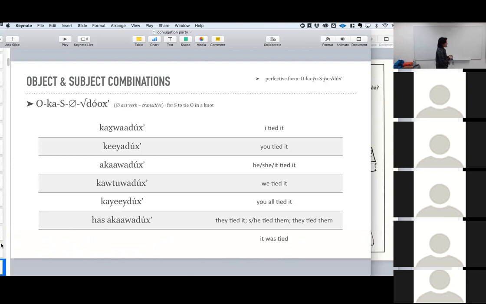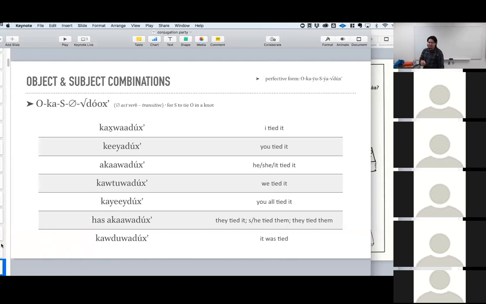Hasakawaduch. It was tied. Kauduwaduch. So the one thing to keep in mind, what we added, the thematic thing on there, which kind of threw us for a loop a little bit, is the hus part. We got to keep in mind the hus part.